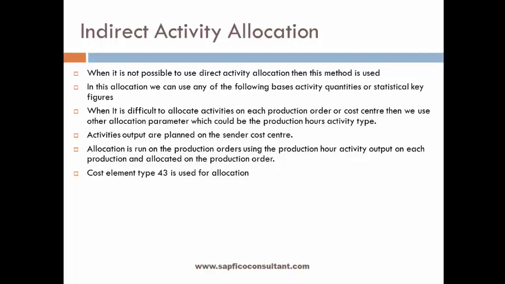When it is difficult to allocate activities on each production order or cost center, then we use other allocation parameters, which could be the production hours activity type. In this allocation, we can use any of the following basis: activity quantities or statistical key figures.